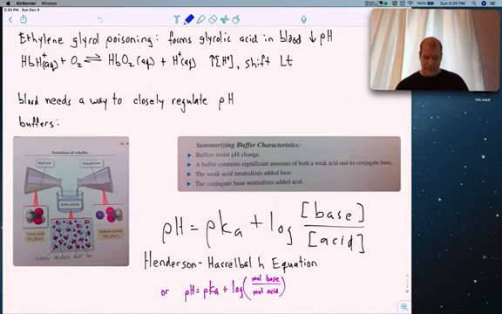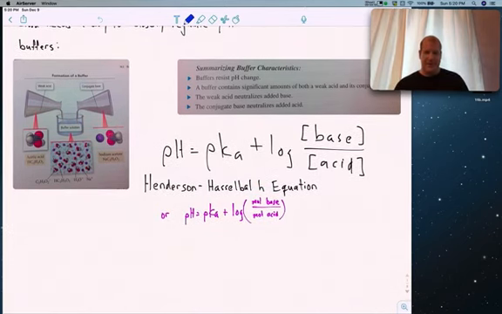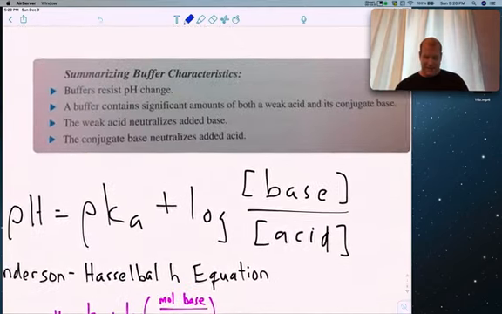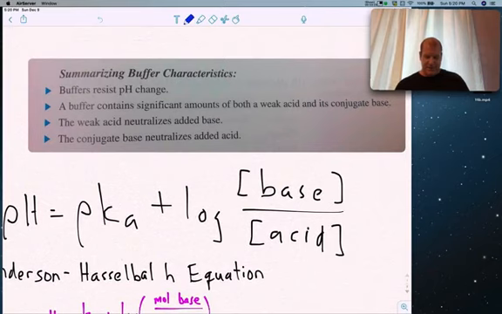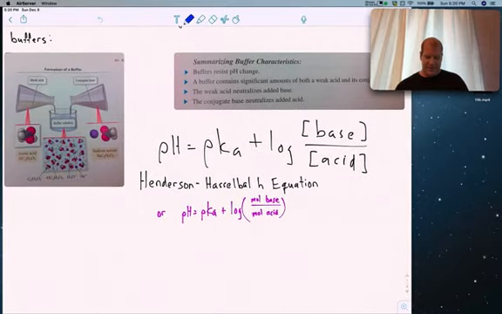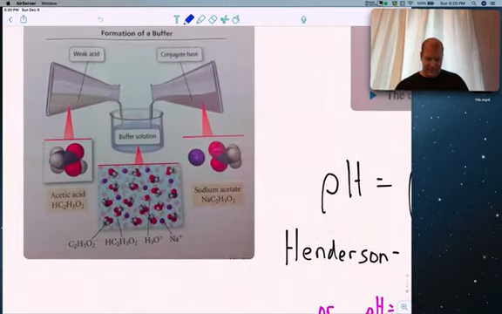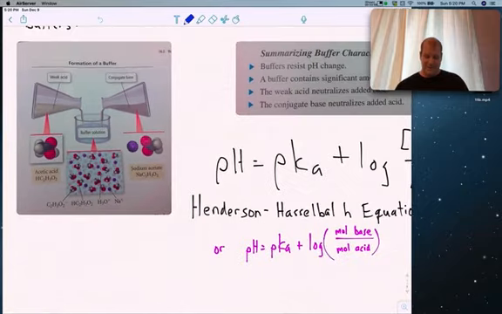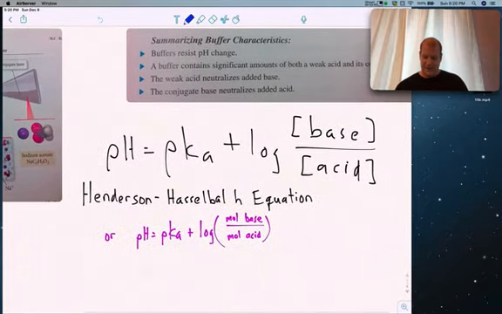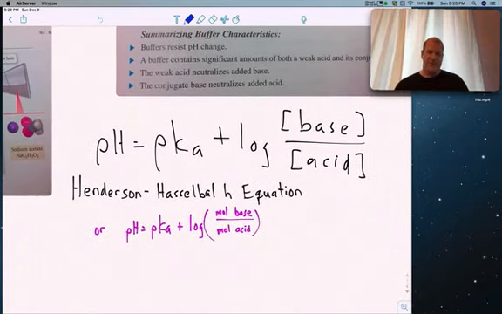So what does a buffer do? A buffer resists pH change, and it has both a large amount of a weak acid and its conjugate base. That way the weak acid will neutralize base and the conjugate base will neutralize the acid. You make a buffer by combining the weak acid and its conjugate base to form a buffer solution. And here is the Henderson-Hasselbalch equation.